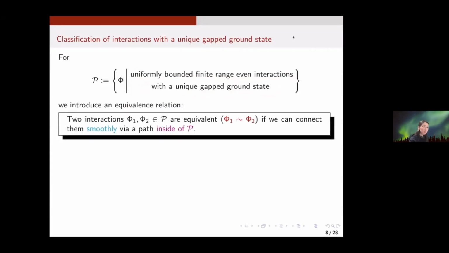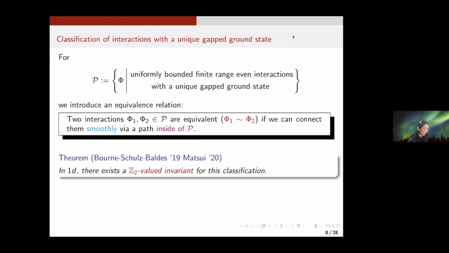Now, we would like to classify them with respect to the following criterion. That is the following: two interactions in this set are equivalent, and I will write it like this, if we can connect them smoothly via a path inside of this set P. So roughly speaking, we would like to know the connected components of this P, but it's quite a rough description. Now, we can consider such a question in quantum spin systems.